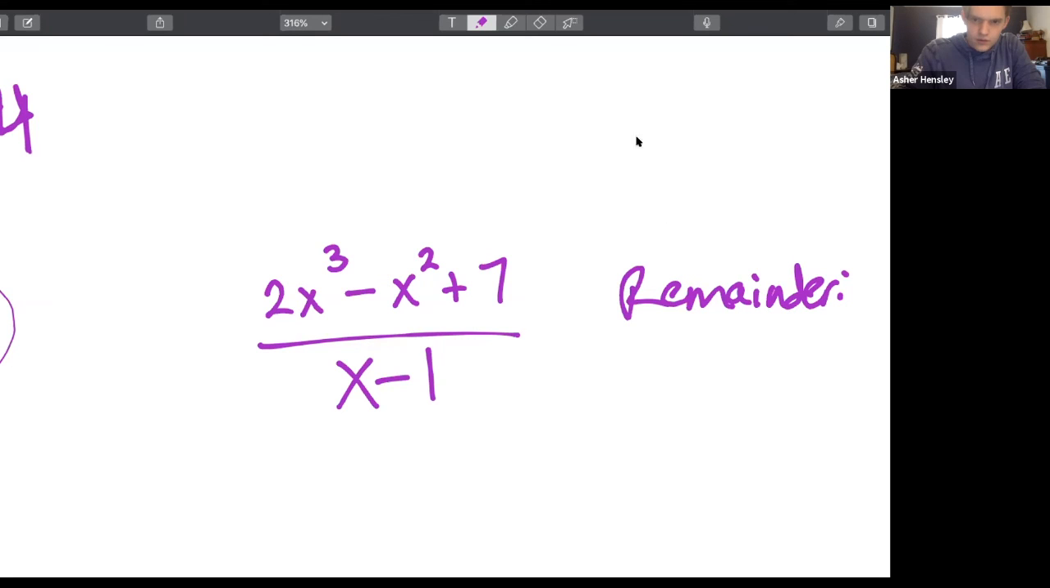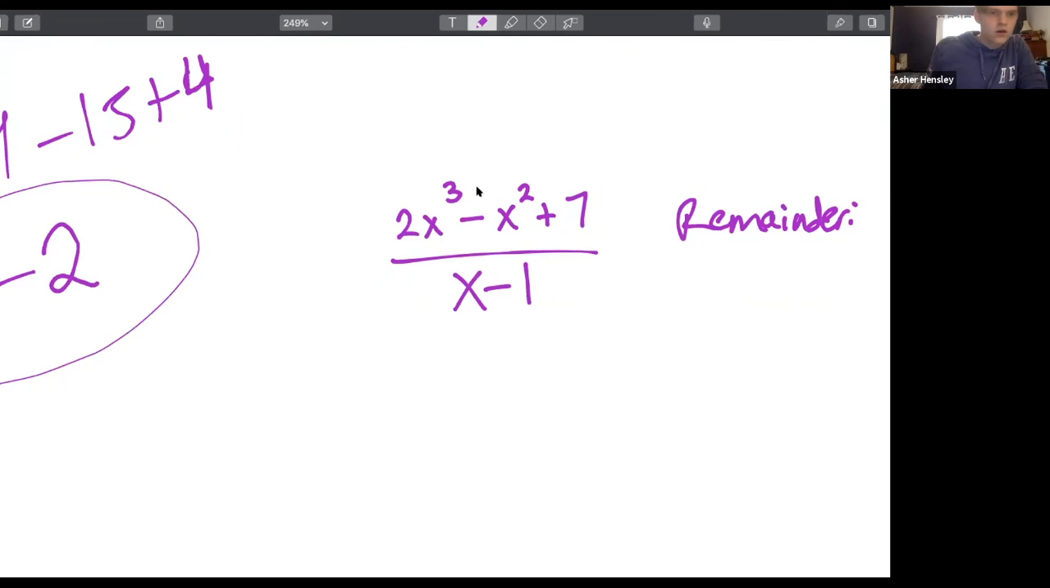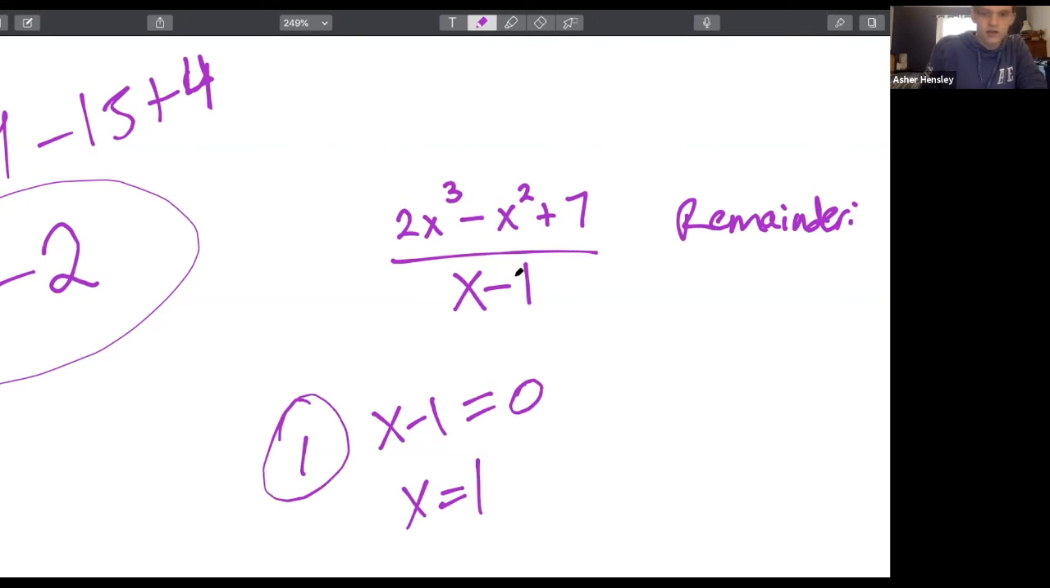Okay, let's walk through this one more time. All we do is go to the denominator, x minus 1, set it equal to 0, and get x equals 1. All right, that's it. So that's our first step. Step 1: set the denominator equal to 0 and get a value for x.